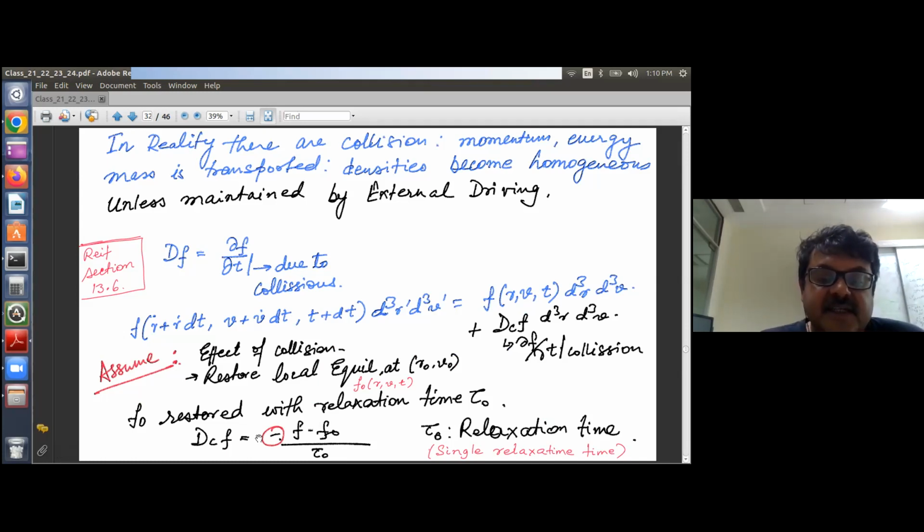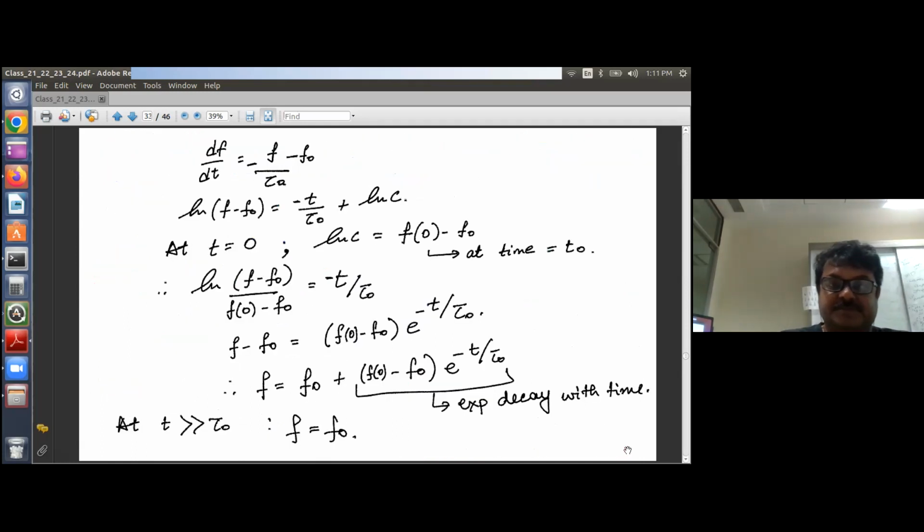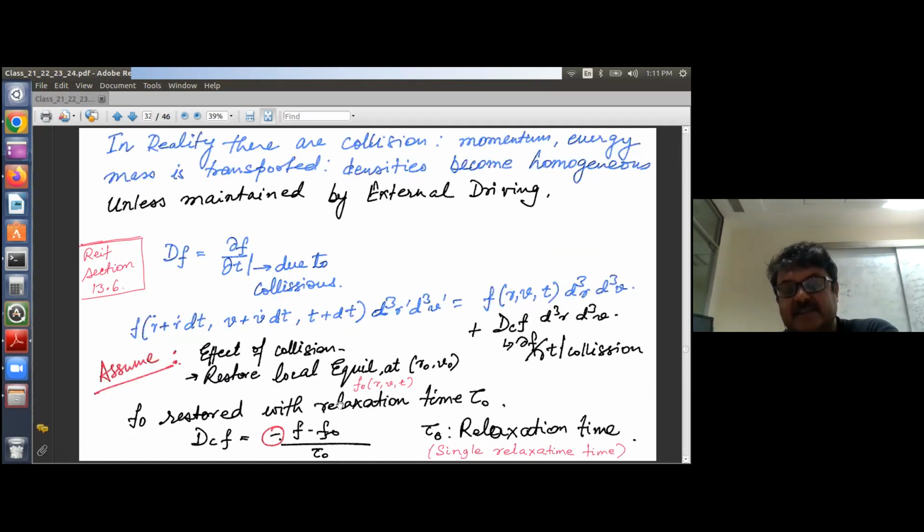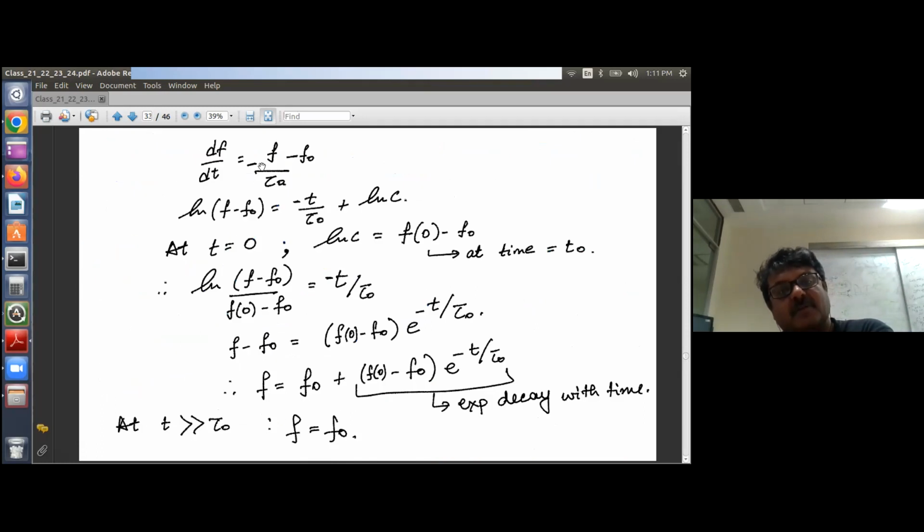What this says is the effect of collisions depends upon the difference of distribution functions, and that relaxes to the equilibrium one. So the distribution function relaxes to the equilibrium distribution function f0 in a time tau 0, in the single relaxation time approximation. So one could write that df dt is equal to minus f minus f0 by tau.